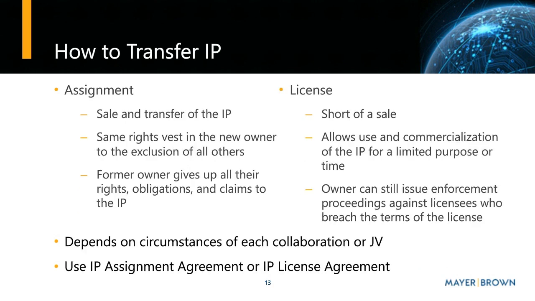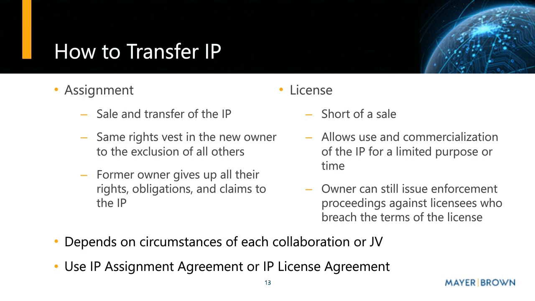There are two main vehicles for allocating IP. First, via an assignment, and second, via license. An assignment is a sale and transfer of the IP. In an assignment, the same rights vest in the new owner to the exclusion of all others, and the former owner gives up all their rights, obligations, and claims to the IP.